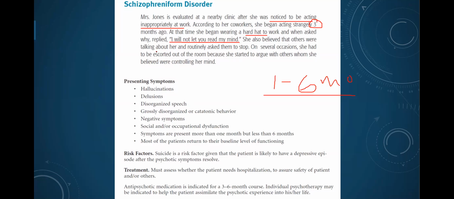She also believed that others were talking about her. If someone believes that others are talking about her, that's also a particular delusion. Do you know the name of that delusion? The delusion is called delusion of reference.